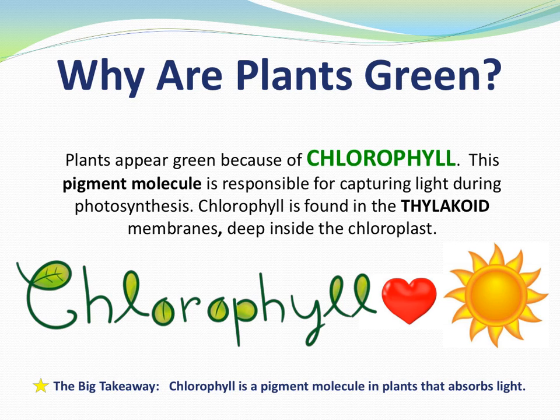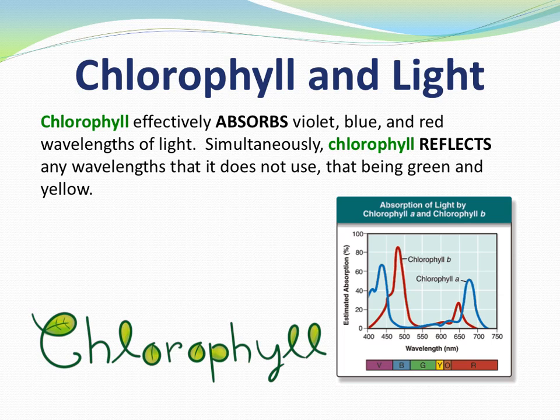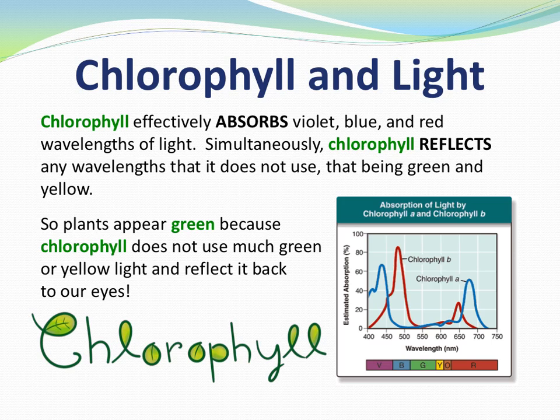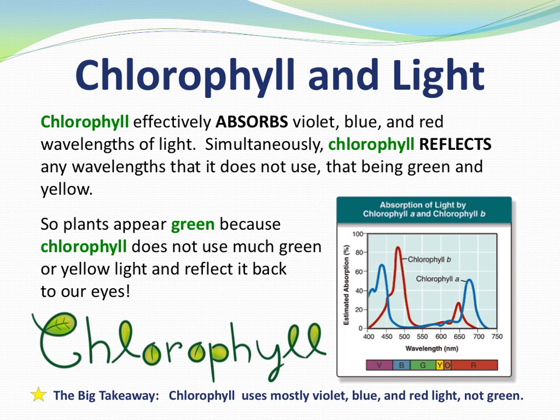Sure, chlorophyll loves light, but not all light. Chlorophyll effectively absorbs violet, blue, and red wavelengths of light. You can see that in this diagram. Over here, chlorophyll A and B are absorbing the violet and the blue lights, as well as the red lights at this end of it. Simultaneously, chlorophyll reflects any wavelengths that it does not use, that being green and yellow. So plants appear green because chlorophyll does not use much green or yellow light and reflects it back to our eyes. The big takeaway: chlorophyll uses mostly violet, blue, and red light, not green.